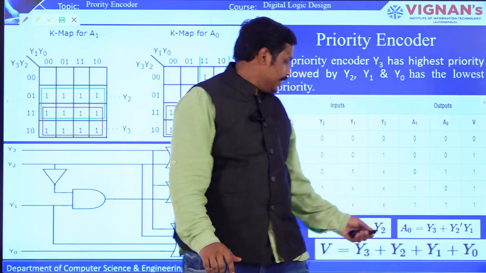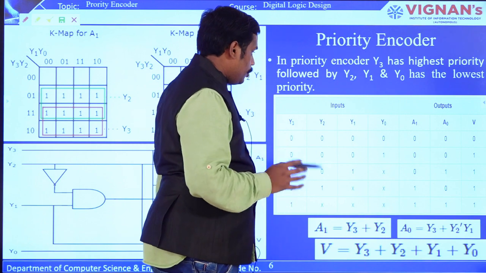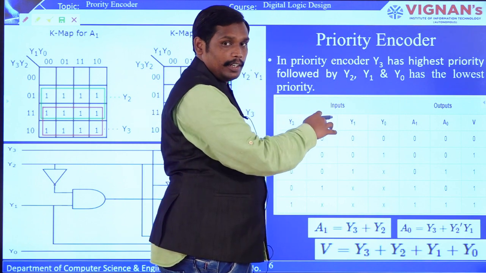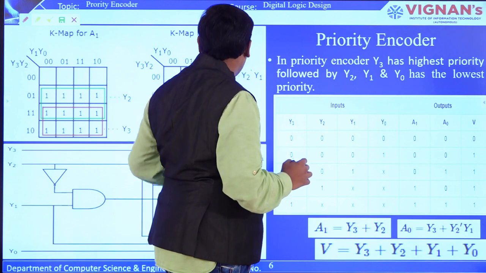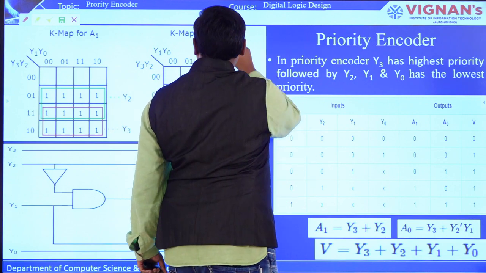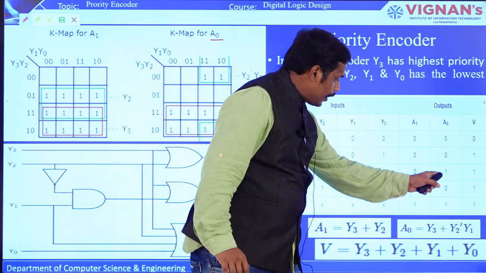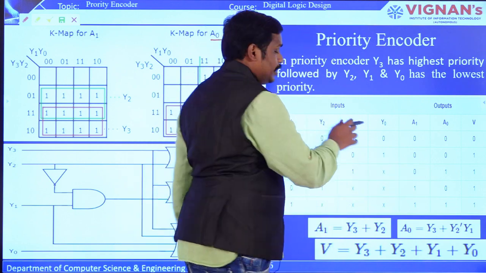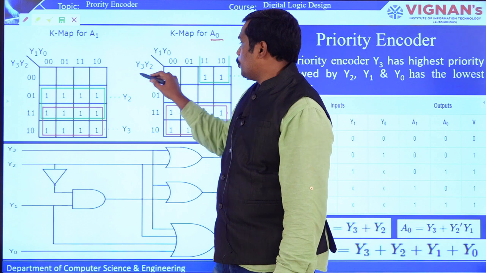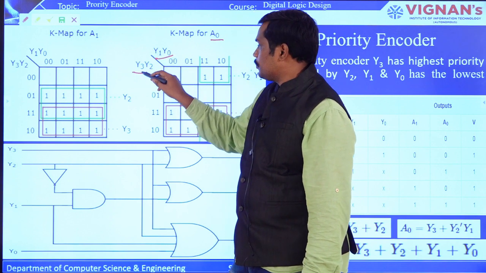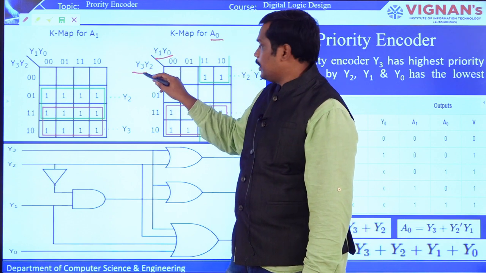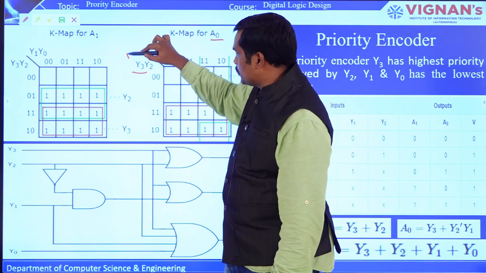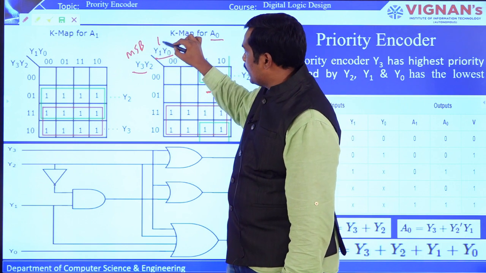For this particular truth table, you want to have a Karnaugh map. So we'll see for A0, right? For A0, just see the 1s. Wherever it is 1, you can see here the 4 inputs are divided into a 4-variable Karnaugh map. That is the representation of why it is Y3, Y2, Y1, Y0. As I told you, this is the MSB, which is Y3, and the LSB.